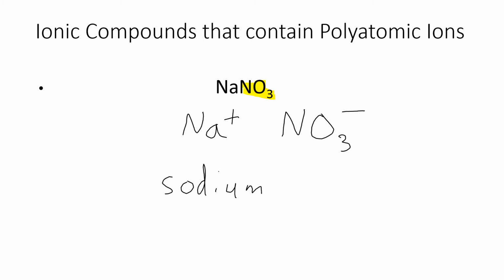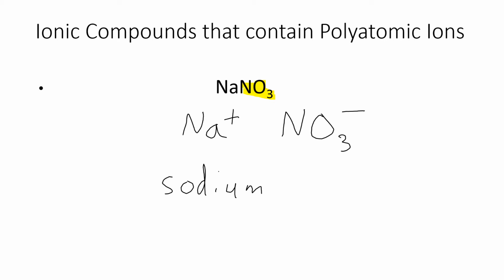Then we name the negative ion second. Now, usually you would take the name of the element and chop off the ending and replace it with IDE. Well, a little bit different procedure for the polyatomic ions. For these polyatomic ions, each polyatomic ion has a specific name. You just use that name. You use its name. You say what it actually is.